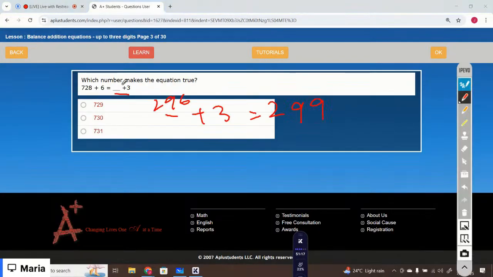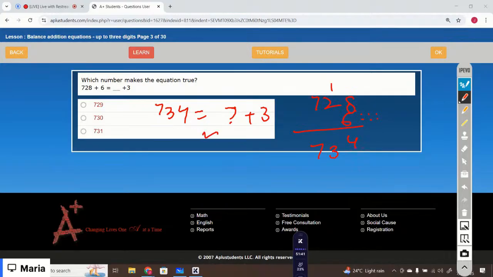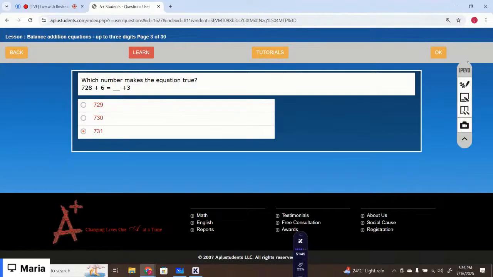Which number makes the equation true? 728 plus 6. 11, 12, 13, 14, right? 4 and carry 1. 2 plus 1 is 3. That is 734. So what number plus 3 equals 734? That would be 731. Option number three is the correct option. That is 731.